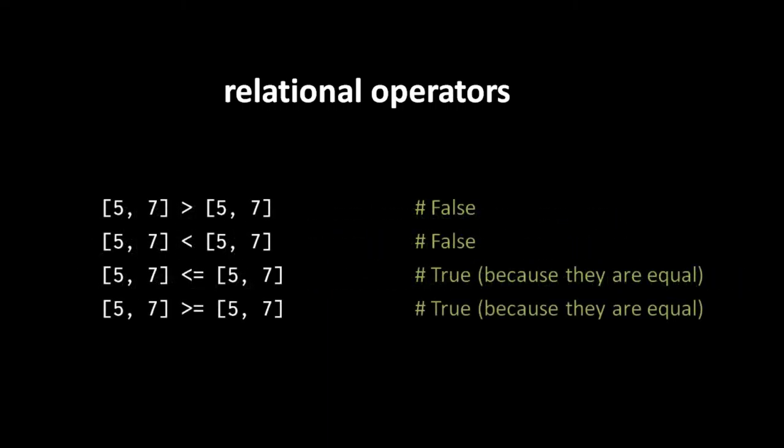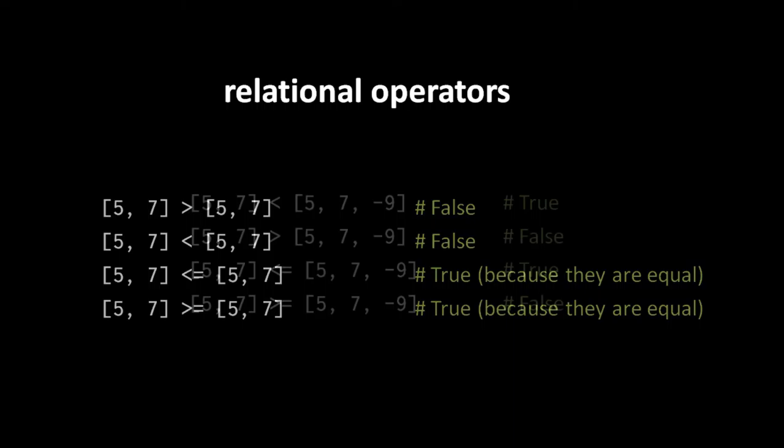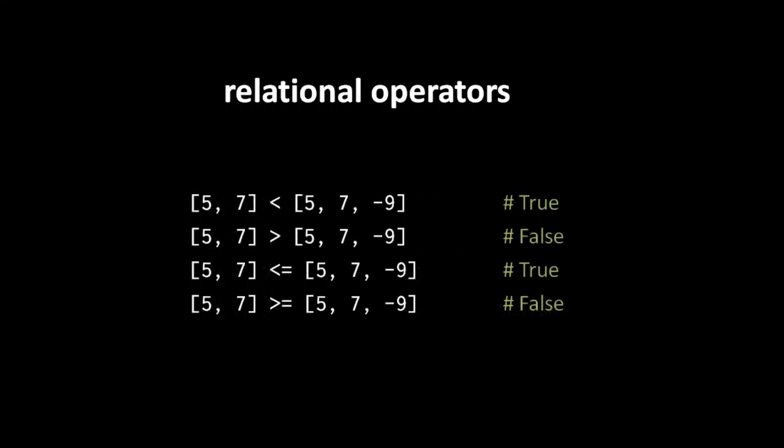And be clear that for the sake of these comparisons, two sequences are considered equal only when all of their values match and when they have the same number of values. So here, comparison of equal lists with either less than or greater than will return false because neither is greater than or less than the other. With the less than or equal to or greater than or equal to comparisons, both return true because the two sequences are equal. When, however, we're comparing two sequences where they have all the same matching values except one is longer than the other, then the sequence with more items is always considered greater. So the list 5 and 7 is always less than the list 5, 7, negative 9.